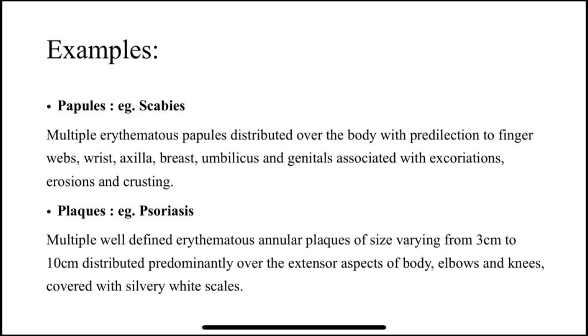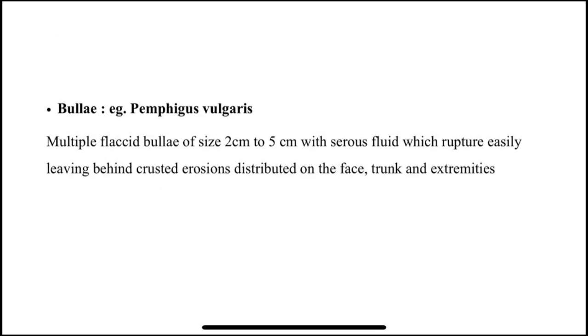Plaques, example psoriasis. A psoriasis lesion can be described as multiple well-defined erythematous annular plaques of size, say varying from 3 to 10 cm, distributed predominantly over the extensor aspects of the body, elbows and knees covered with silvery white scales. The scales are usually loosely adherent, which on removal can show pinpoint bleeding. Bullae, example pemphigus vulgaris. Pemphigus vulgaris lesions may be multiple flaccid bullae of size, say 2 cm to 5 cm, with serous fluid which rupture easily, leaving behind crusted erosions, may be distributed on face, trunk and extremities.